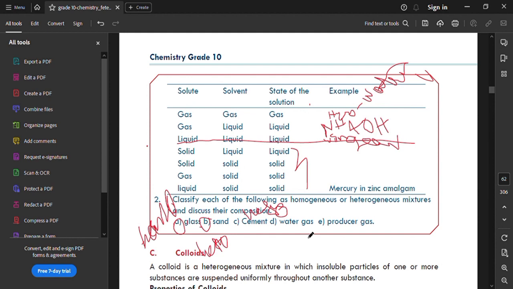Water gas, is it homogeneous or heterogeneous, as well as producer gas, is it homogeneous or heterogeneous? Do these two by yourselves.